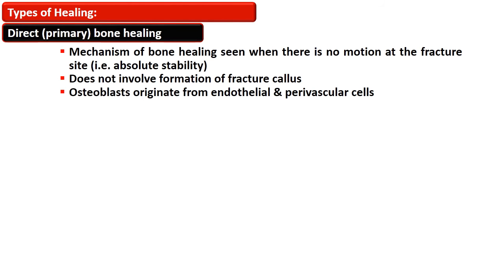Bone healing can be divided into primary or direct and secondary or indirect healing. Primary bone healing is seen in settings when there is no motion at the site of fracture, and it does not involve formation of fracture callus. The osteoblasts in this process originate from endothelial or perivascular cells.